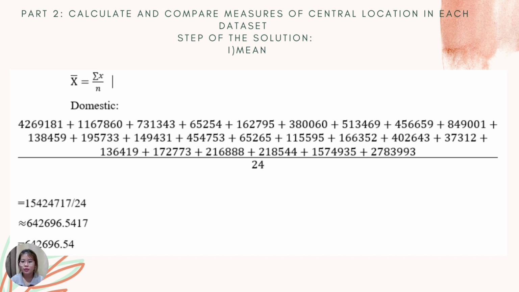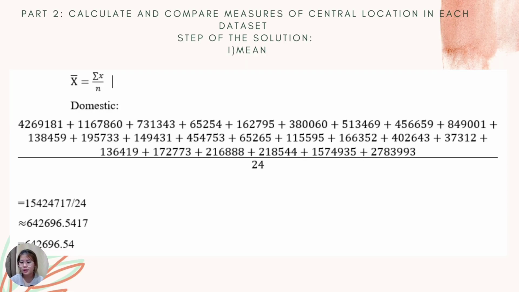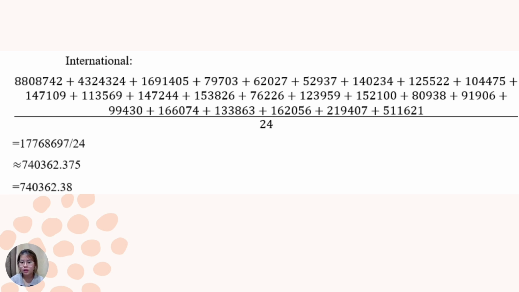50,424,717, and I will divide with 24 to get the final answer, which is 642,696.54. Same goes to the calculation for international, which I will get the final answer of 740,362.38. So each data for domestic and international passengers has 642,696.54 and 740,362.38 mean respectively. International passengers are 97,665.84 more than domestic passengers.